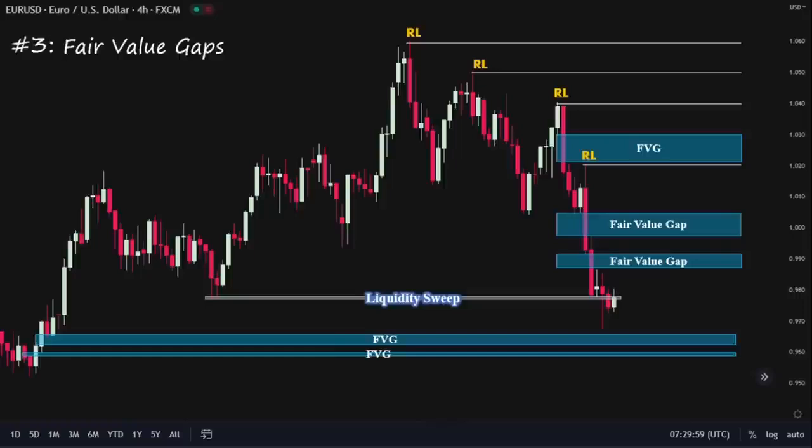It is generally advisable to mark up fair value gaps in the vicinity of the current price. Because if we ignore them in our trading system, then probably we might have to endure some losses. So guys, let's move on to the next key factor that we need to mark up in our price chart.